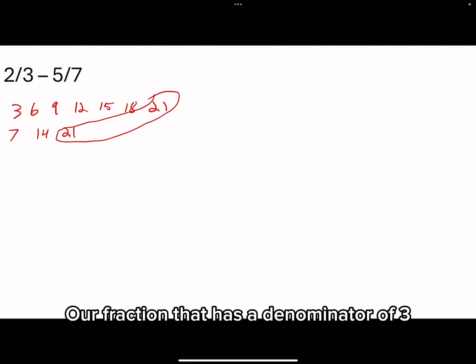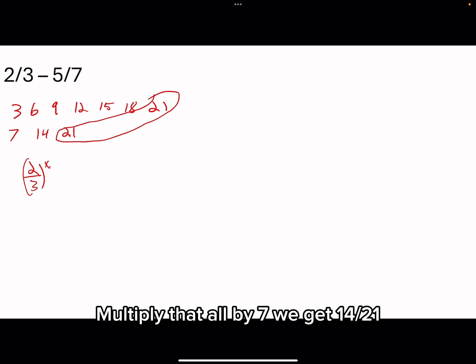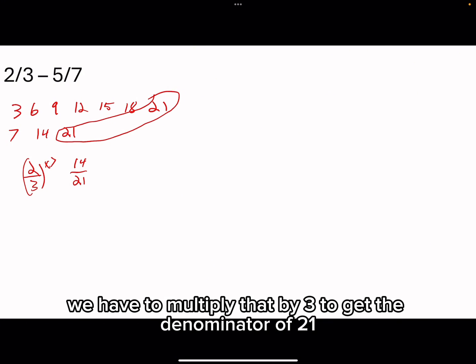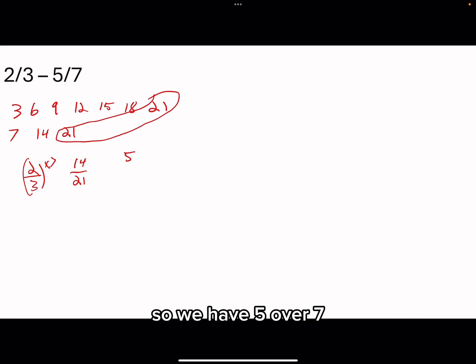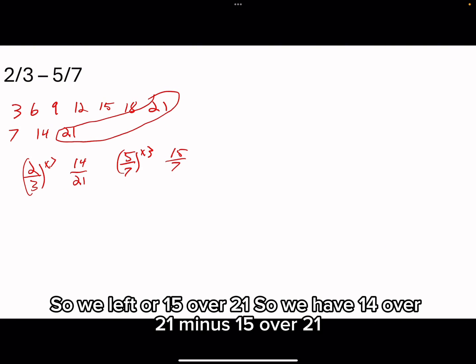Our fraction that has a denominator of 3, we have to multiply that by 7 to get 21. So we have 2 over 3, multiply that all by 7. We get 14 over 21. The denominator of 7, we have to multiply that by 3 to get the denominator of 21. So we have 5 over 7, multiply all that by 3, which gives us 15 over 21. So we're left with 15 over 21.